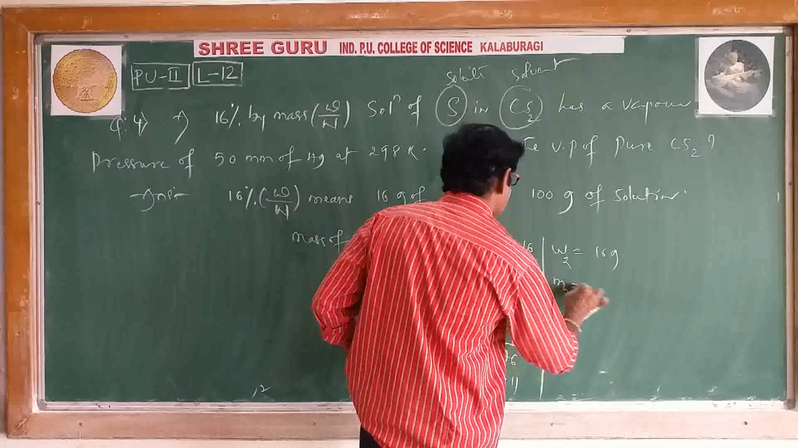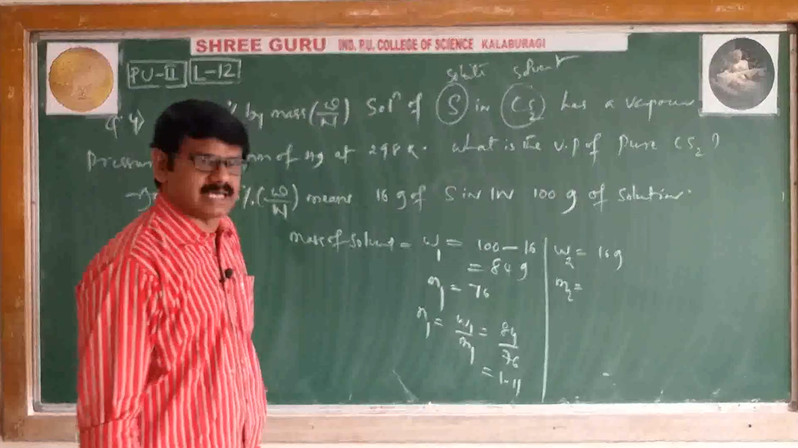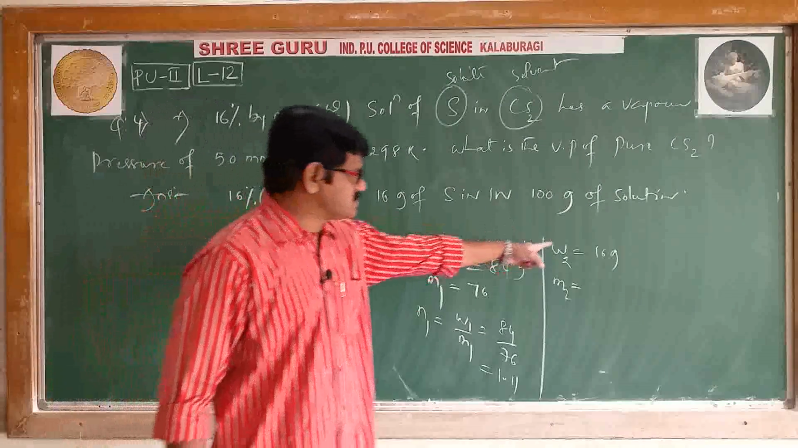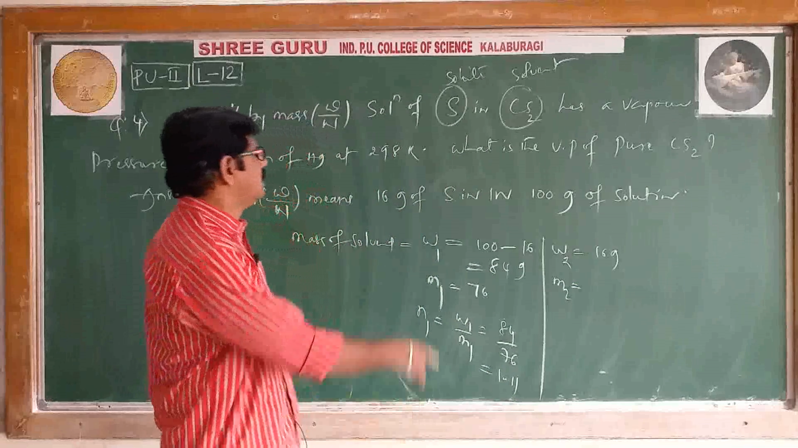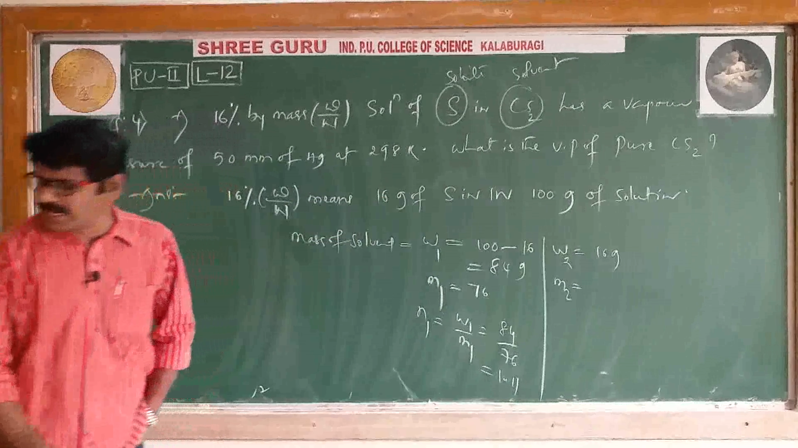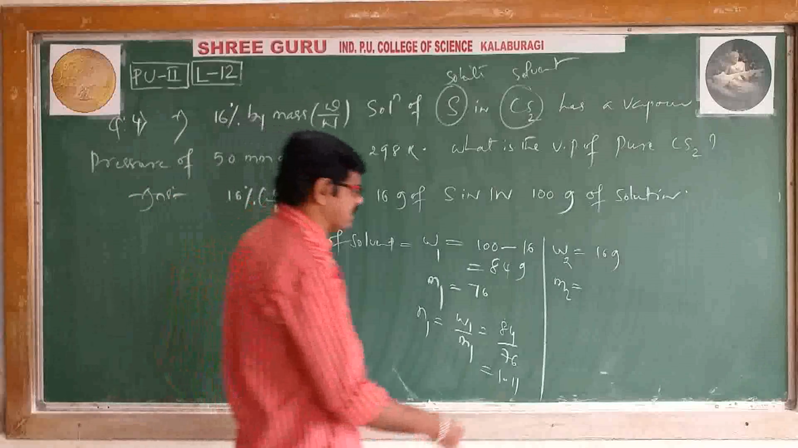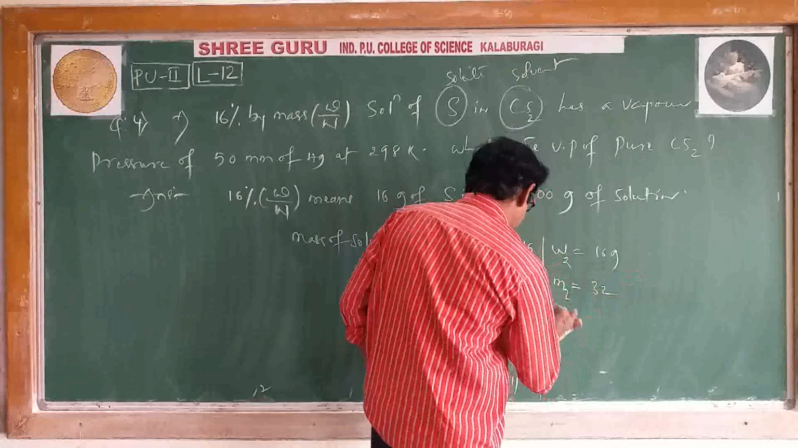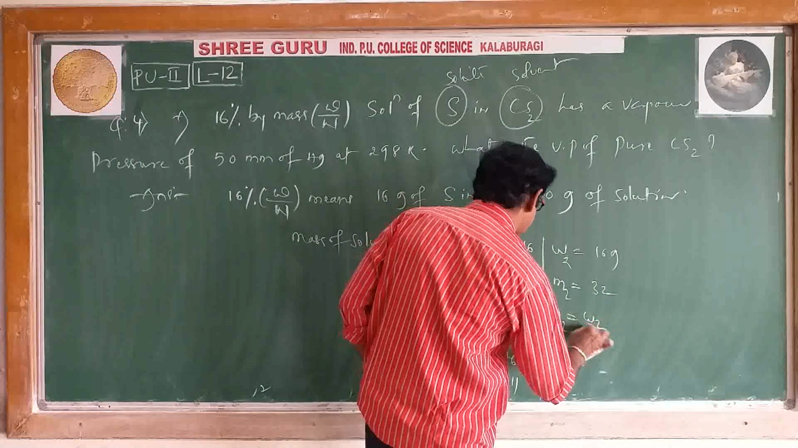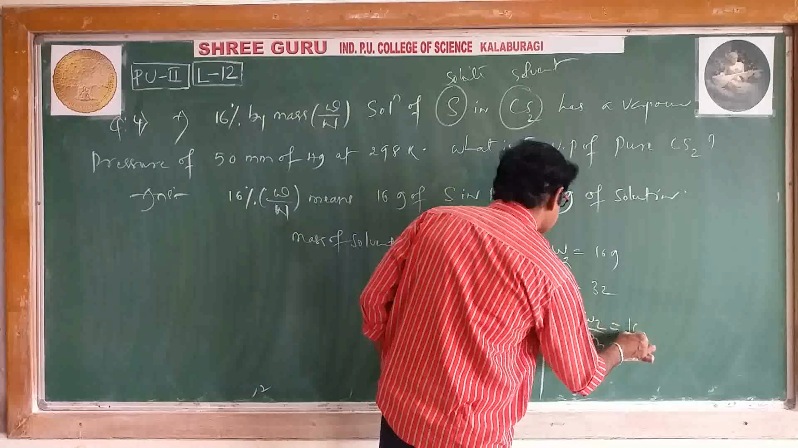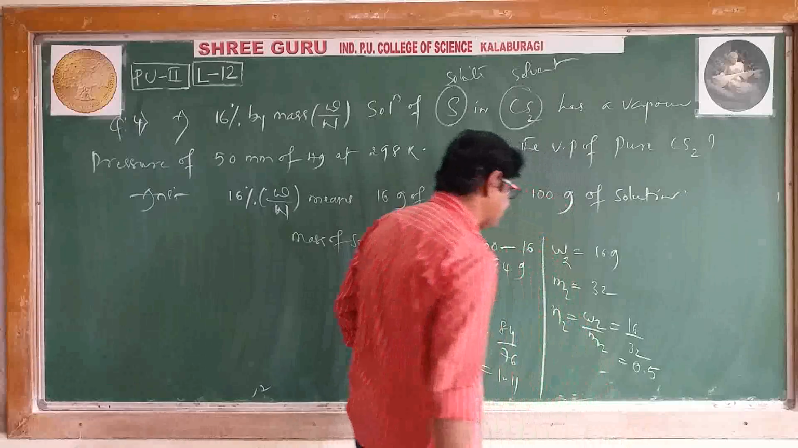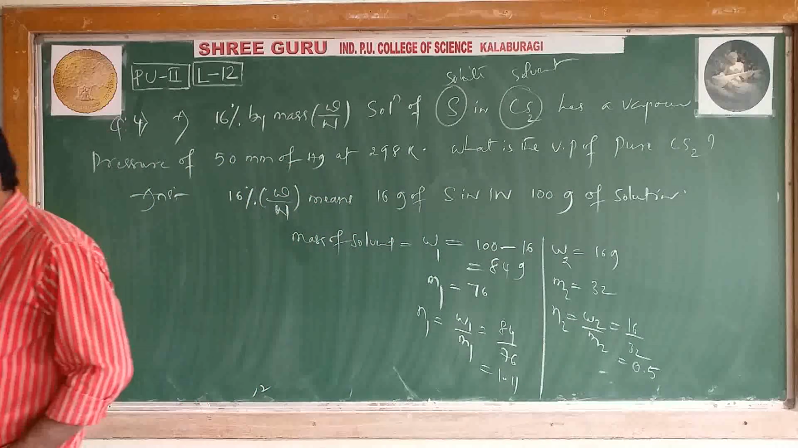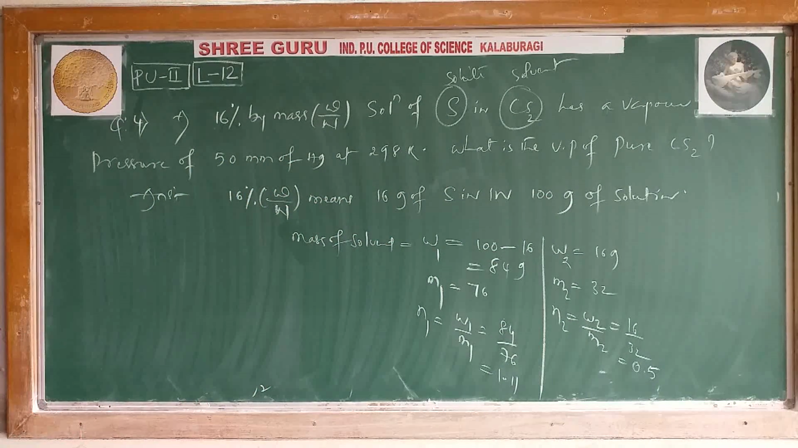Next, W2, mass of solute, 16 grams, and M2, molar mass of solute. Who is solute now? Definitely sulfur is solute. Molar mass of sulfur, already familiar, that is 32. Therefore n2 is equal to W2 divided by M2, that is 16 divided by 32, of course 1 by 2, 0.5 we can write. n2 value 0.5.